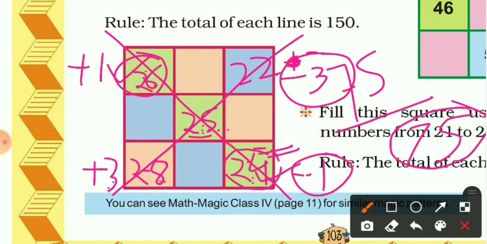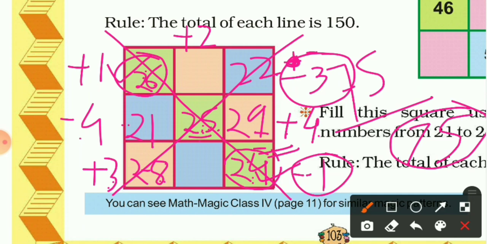Now for the next boxes, what we have to do? For these boxes we will take minus 4, and for this box we will take plus 4. So 25 minus 4 we will get 21, and 25 plus 4 we will get 29. Clear? And their sum is also 75. 25 plus 21 plus 29, the sum is 75. Now for the last number, what we have to do? We have to take plus 2 for this box. So 25 plus 2 is 27, and minus 2 for this blue box. So it will be 25 minus 2, it is 23.